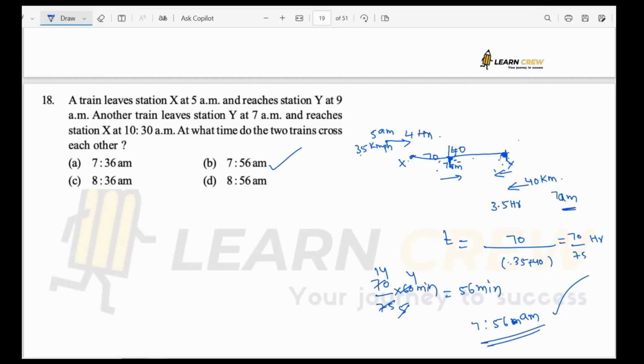Is it okay? Instead of taking variables as distances, I have taken some value, 140. You can take any value, 140, any value which is divisible by both 3.5 and 4. Okay? Is it okay?